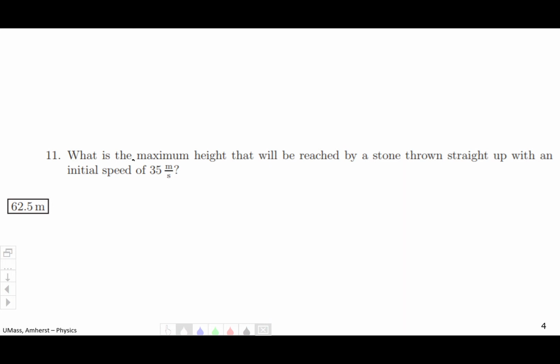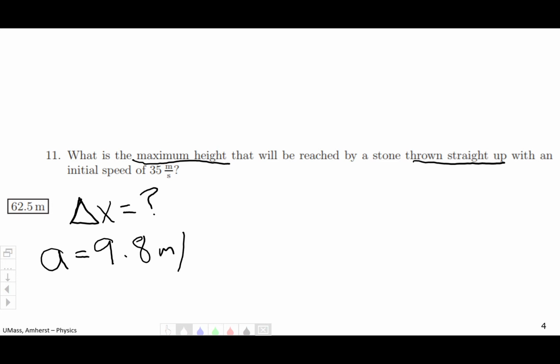What is the maximum height? Meaning displacement is our unknown. A stone thrown straight up, which is indicating that we are going to be accelerating under gravity, 9.8 meters per second squared, and an initial speed of 35, meaning Vx0 equals 35 meters per second.